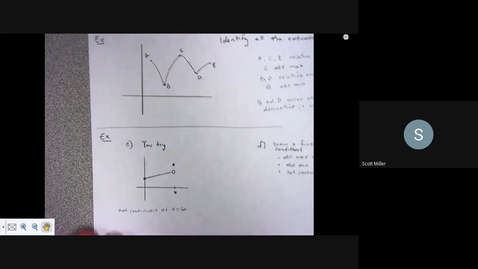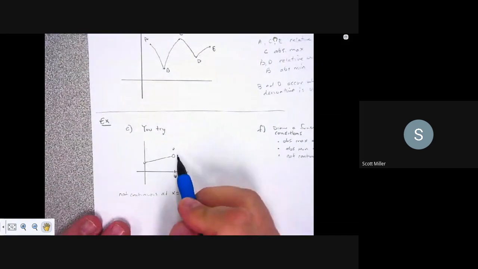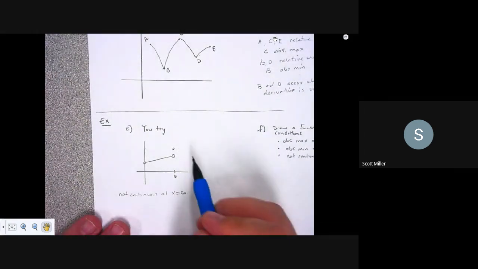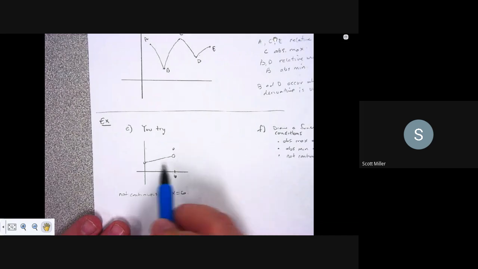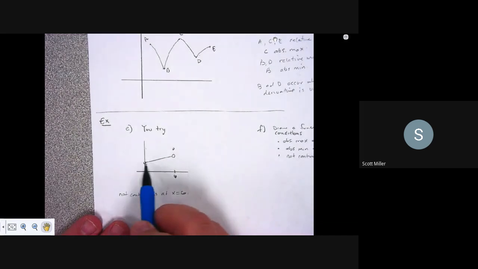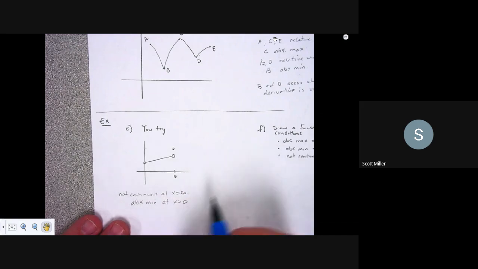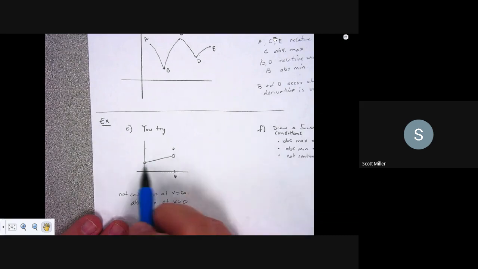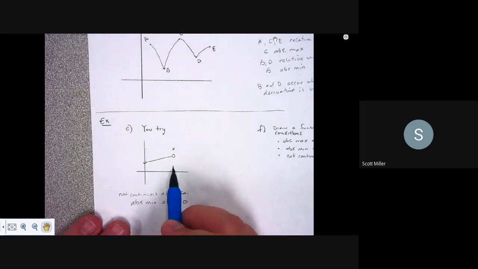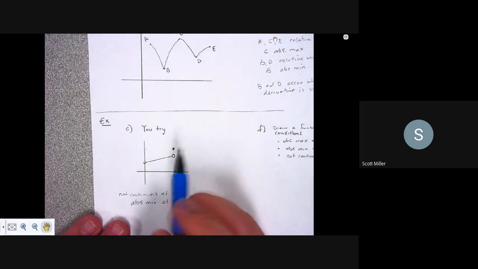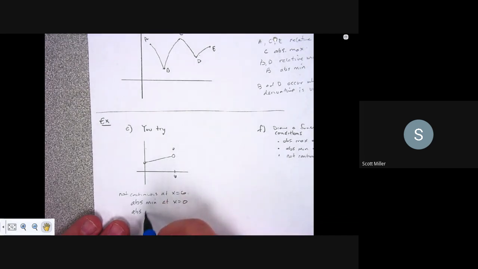But do I know anything else? Well, do I have an absolute minimum value? Is there a y value that is the lowest, lower than all the other y values? Yes. So I have an absolute min at x equals 0. Is there a y value that's larger than any other y value in this interval between 0 and 6? And the answer is yes. That one. So you'll have an absolute max at x equals 6.